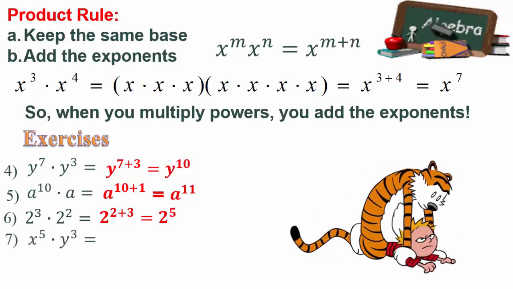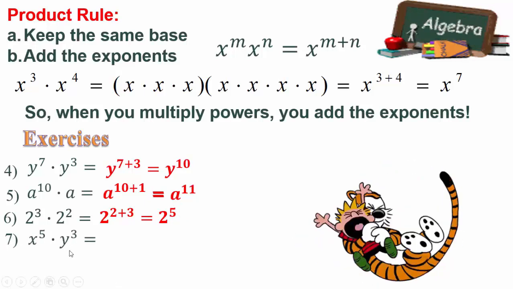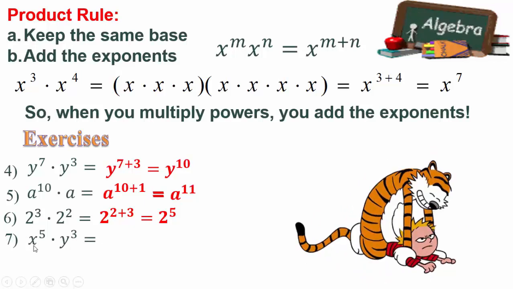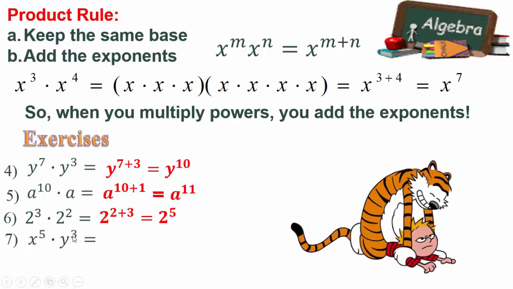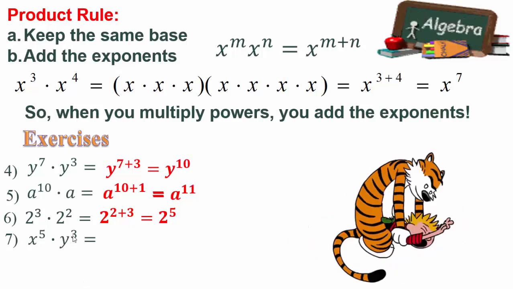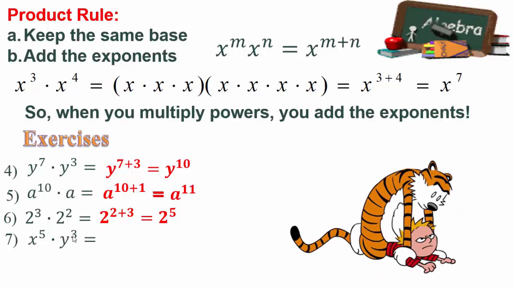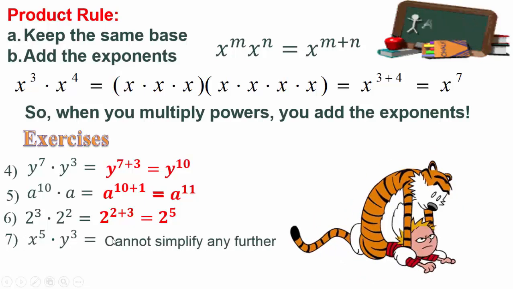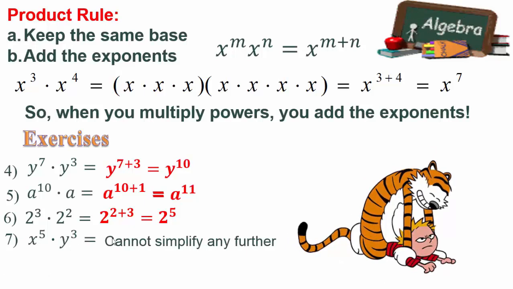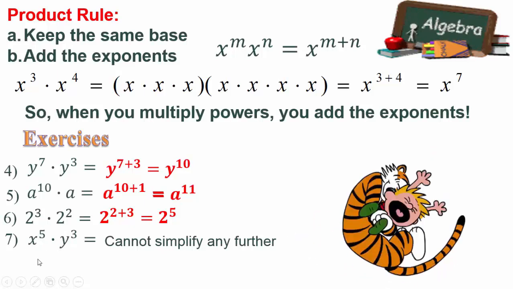In example number 7, well, here we have an issue because we have x to the 5th and y to the 3rd. Now, there's an issue because our bases are different. So that means that we cannot simplify this any further. So that's important to note, and you must be very careful to make sure that when you're doing the product rule and you're adding up the exponents that your bases are the same.